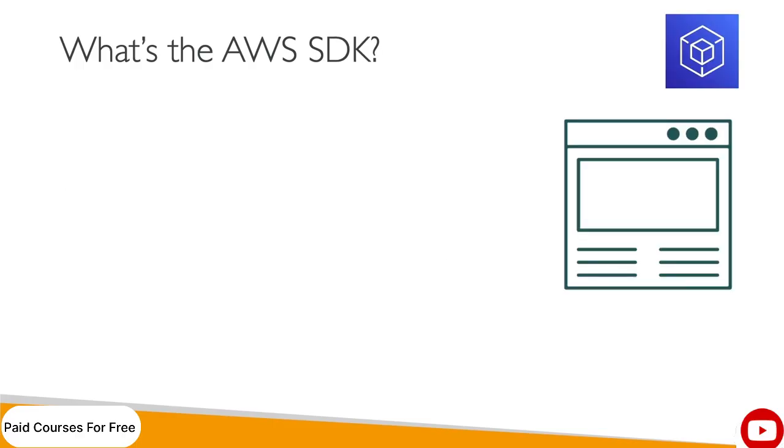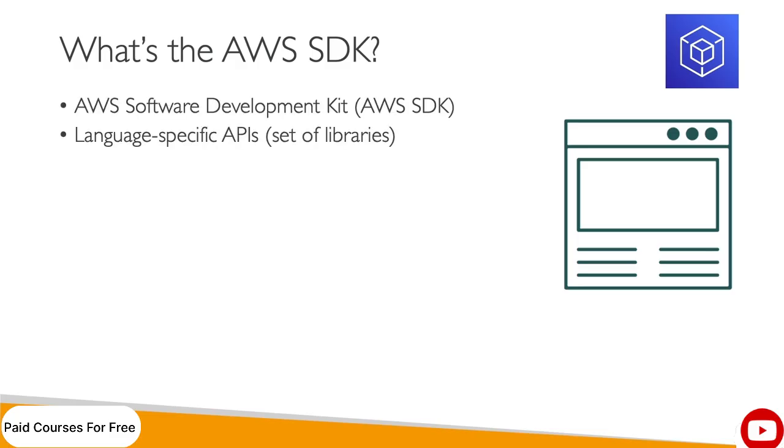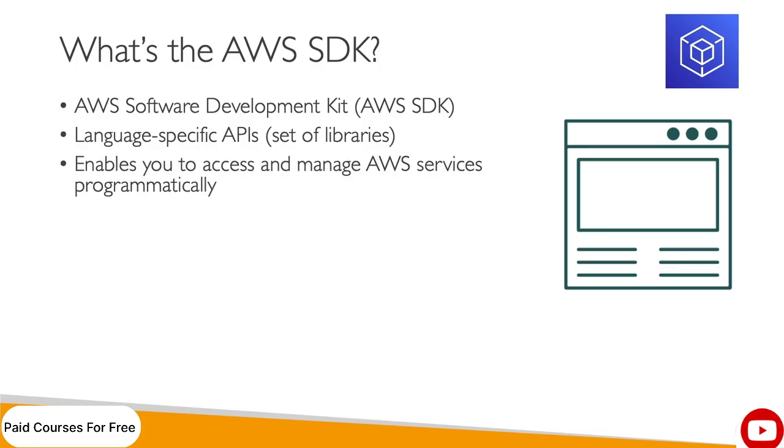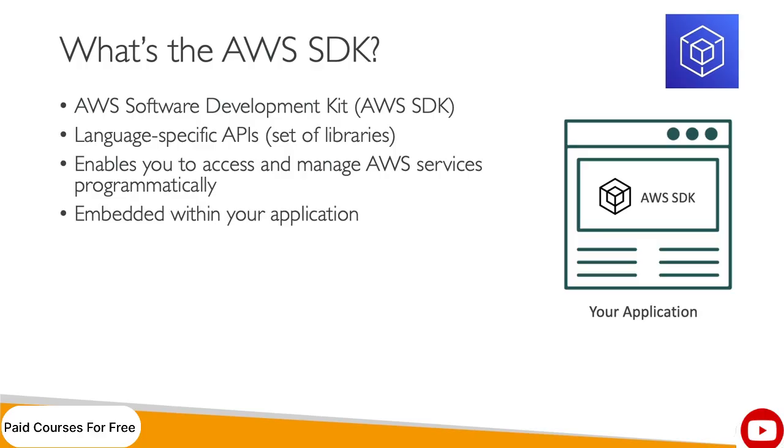So what's the AWS SDK now? SDK stands for Software Development Kit. And this is a set of libraries. This is going to be language specific. So you're going to have an SDK for different programming languages. And similarly, it will allow you to access and manage your AWS services and APIs programmatically. But this time, the SDK is not something that you use within your terminal. It is something that you embed within your applications that you have to code. So your application will have the AWS SDK within it.